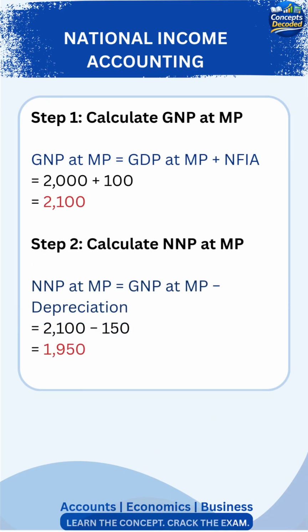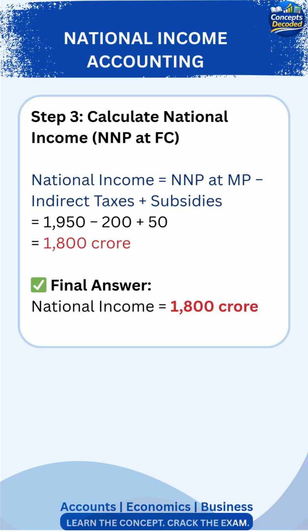First, calculate GNP at market price by adding NFIA to GDP at market price. Next, calculate NNP at market price by subtracting depreciation from GNP at market price. Finally, calculate national income, that is, NNP at factor cost by subtracting indirect taxes and adding subsidies to NNP at market price. So, the answer is 1,800 crore.